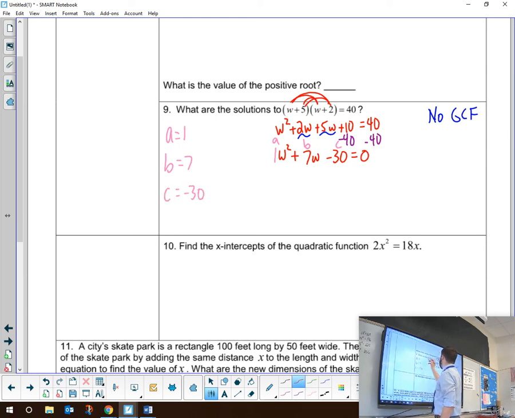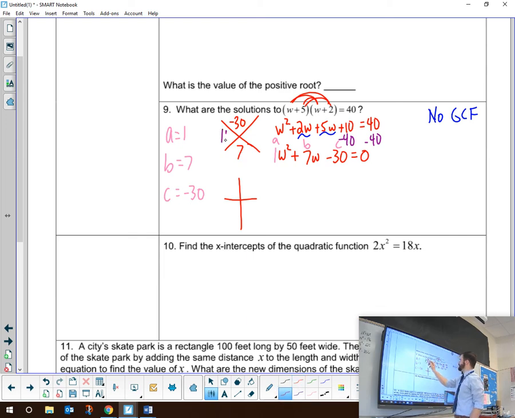Then we're going to do my X and my plus, right? On top of my X, 1 times negative 30 is negative 30. On bottom we have 7. Then we stop and think, okay, two numbers that multiply to equal negative 30 and add to equal 7. I think I got it.